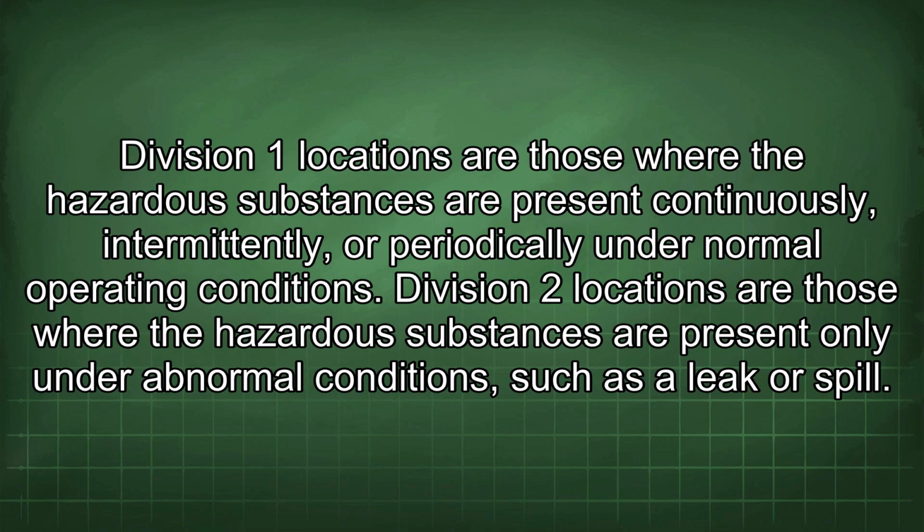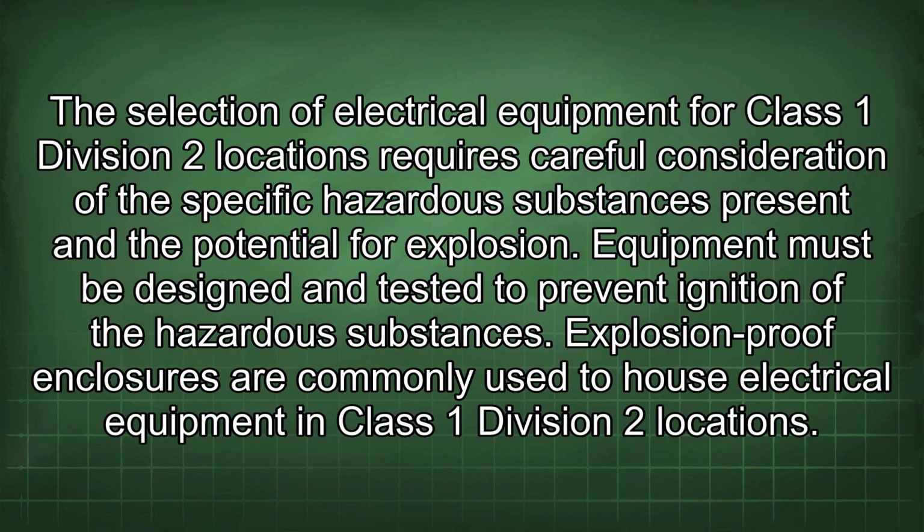Division 1 locations are those where the hazardous substances are present continuously, intermittently, or periodically under normal operating conditions. Division 2 locations are those where the hazardous substances are present only under abnormal conditions, such as a leak or spill. The selection of electrical equipment for Class 1 Division 2 locations requires careful consideration of the specific hazardous substances present and the potential for explosion. Equipment must be designed and tested to prevent ignition of the hazardous substances.